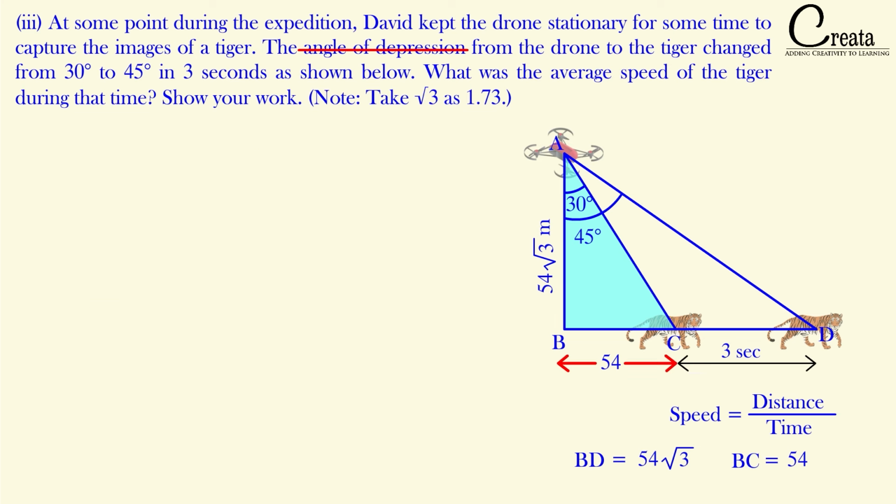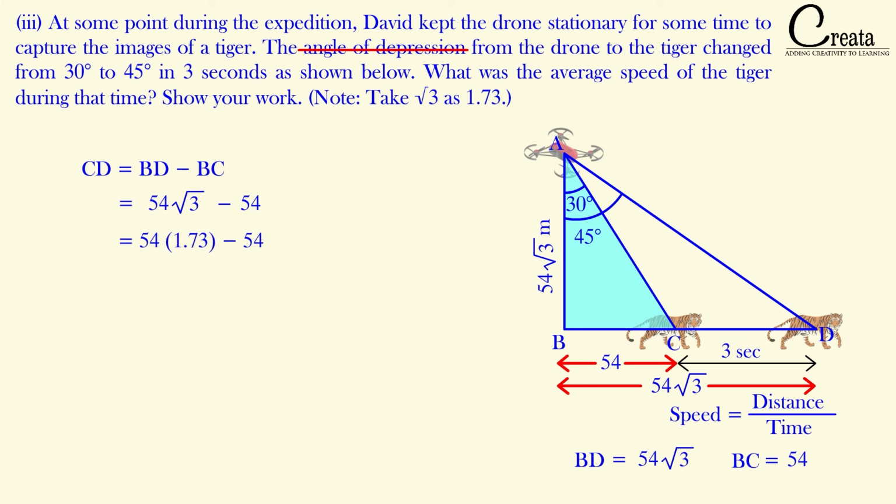This complete distance is 54 root 3. This distance is 54 meters. So what will be the distance between the two locations of the tiger? It will be 54 root 3 minus 54. Let's put root 3 as 1.73. Let's solve it. We got the distance as 39.42 meters.